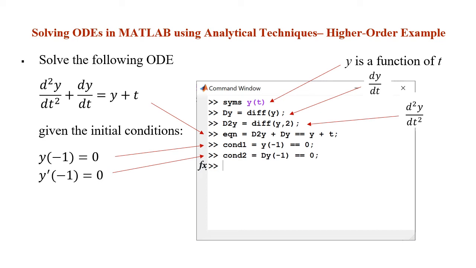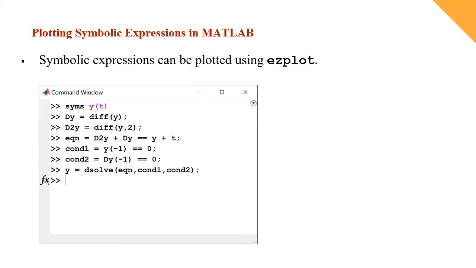I can simply call the function dsolve by saying y is equal to dsolve, and then list all the equations that you've created, including the conditions equations. So equation for the expression itself, condition 1 equation, and the second condition equation. This concludes the solution for the second order equation that is given. The solution was very lengthy, that's why I'm not displaying it here, but instead I'll show you how to plot it.